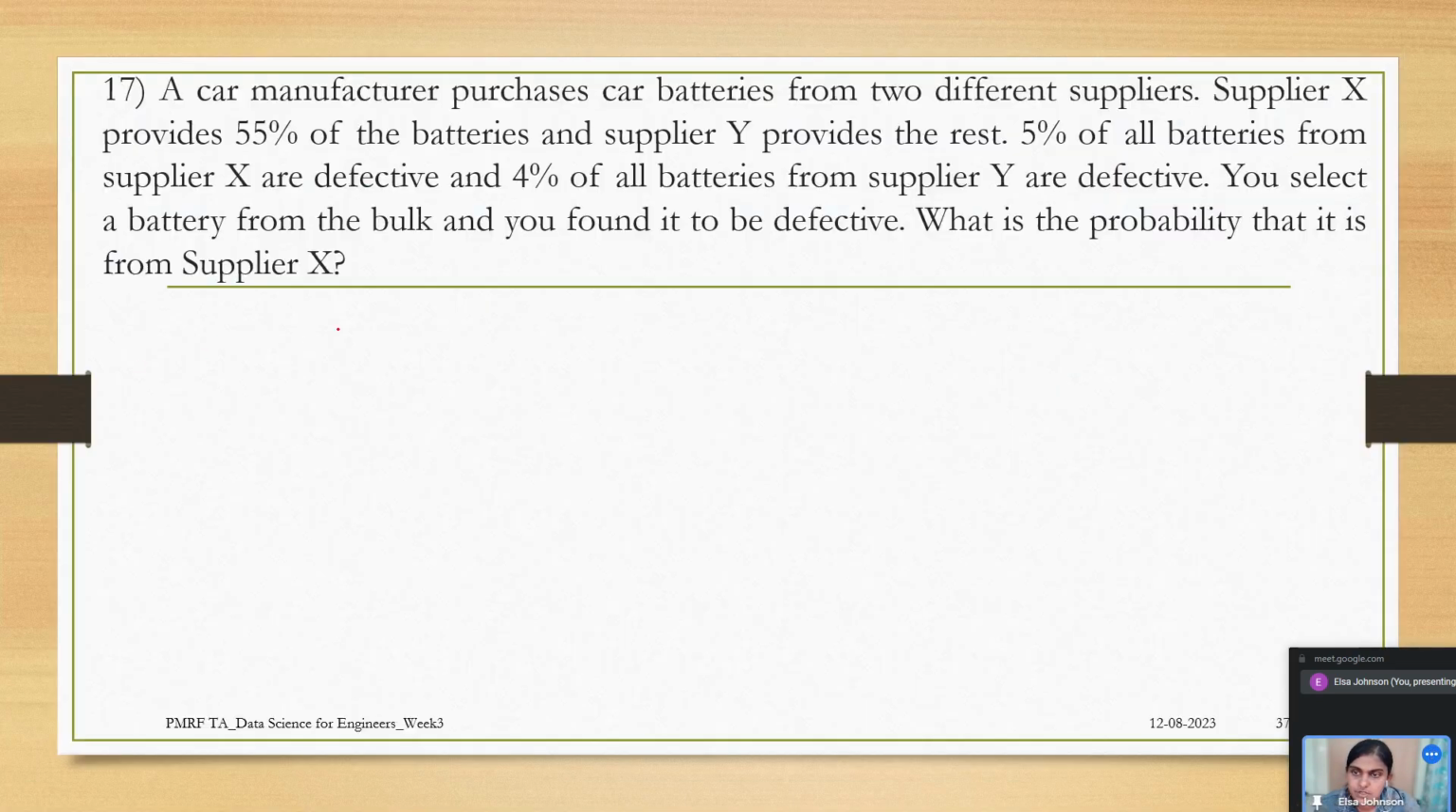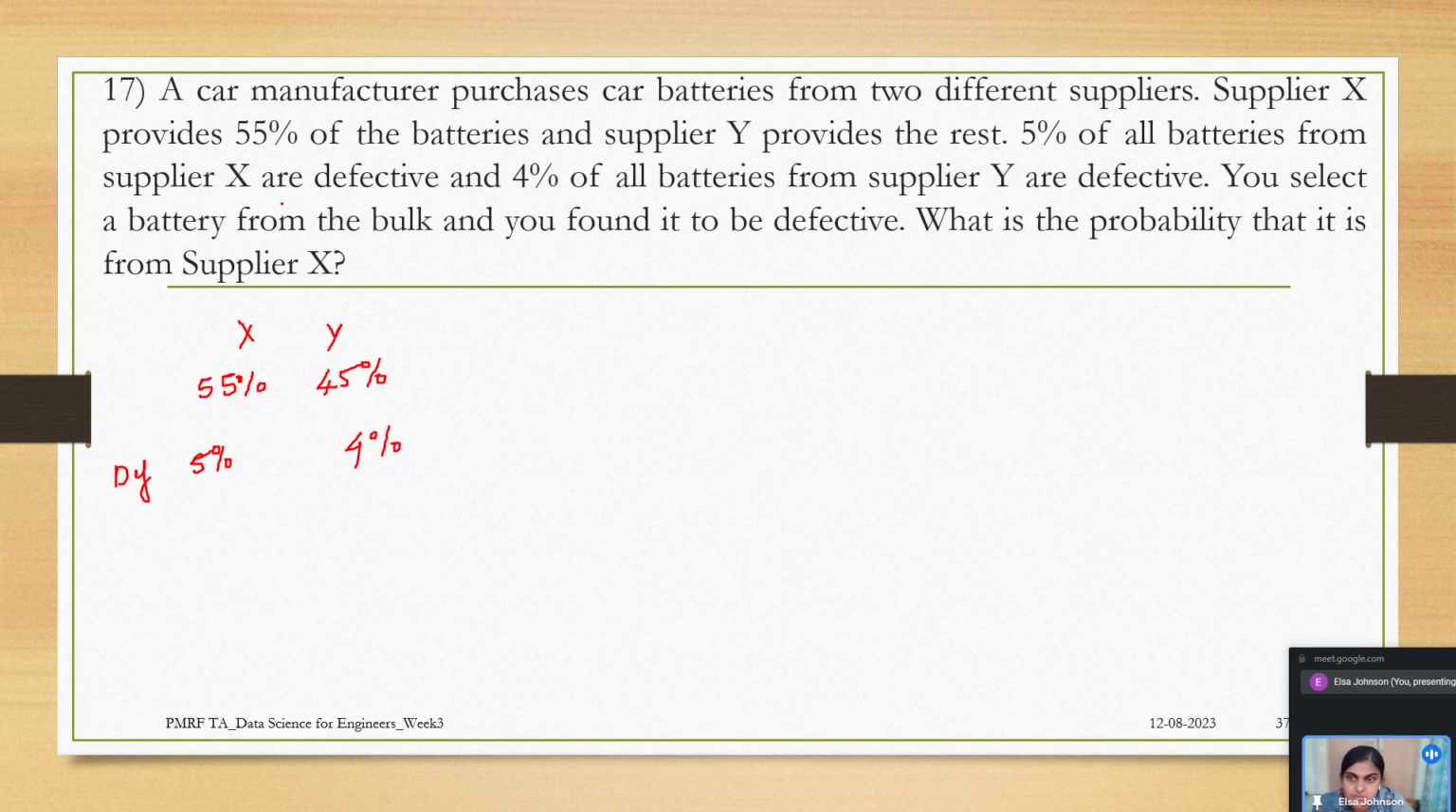Now I will tell you another question. In this question, supplier X provides 55% of the batteries. So X and Y are there. Supplier X provides 55% of the batteries, so Y will be 45%, right? And supplier Y provides the rest. Then 5% of the batteries from X are defective, and 4% of all the batteries supplied from Y are defective.